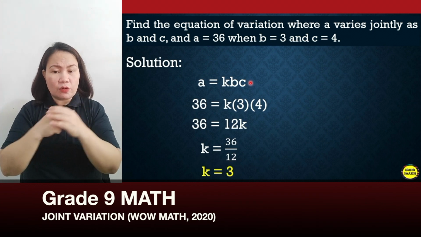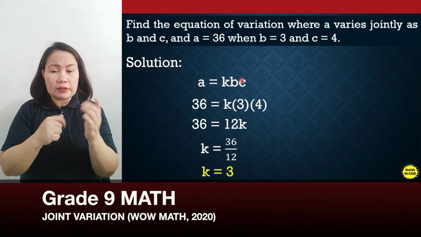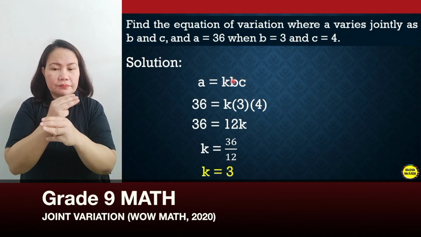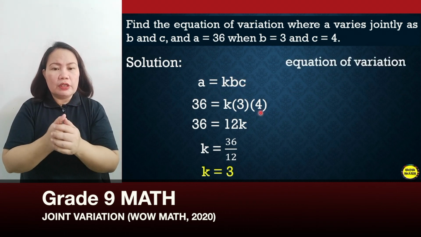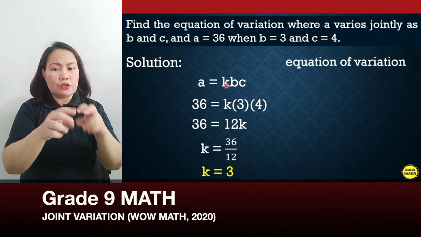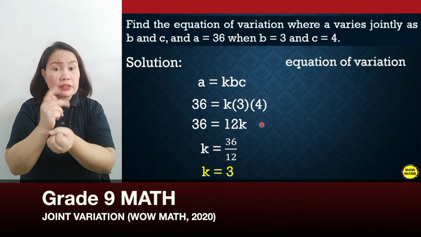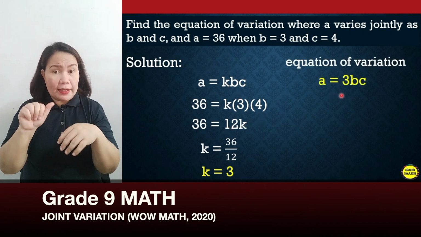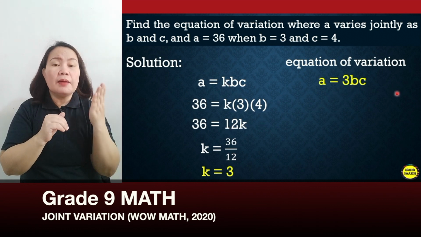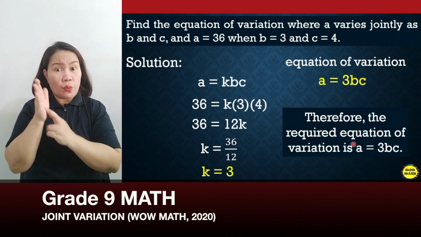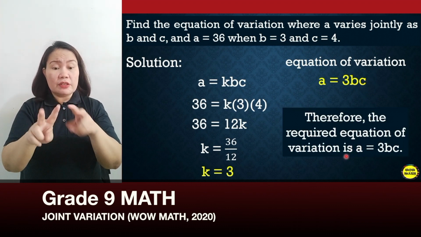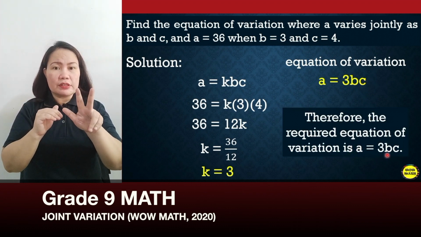So balikan natin itong translated mathematical statement para makuha natin yung equation of variation. Kung saan, papalitan lang natin yung K natin ng 3. So that is A equals 3BC. So ito na ngayon ang equation of variation. Therefore, the required equation of variation is A equals 3BC.